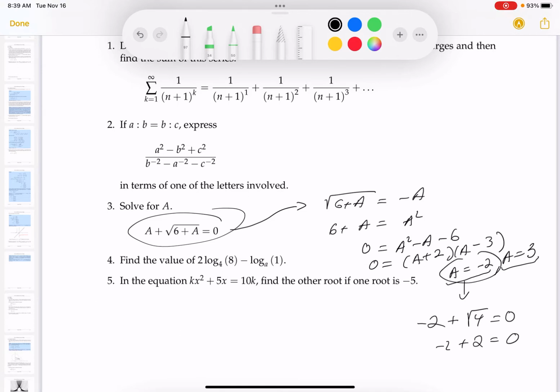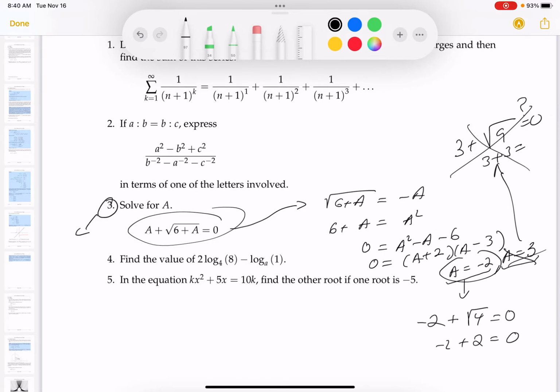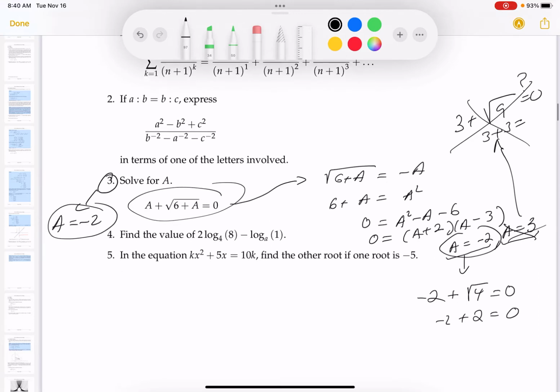All right. Let's try the other one. What do you get there? 3 plus the square root of, well, 6 plus 3 is 9. Does that equal 0? No way. You get 3 plus 3. That does not equal 0. So this is not good. There's only one answer over here. The answer for number 3 is A equals minus 2. That's a very low-hanging piece of fruit.